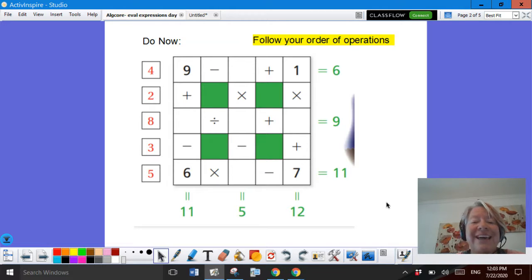So 6 times something minus 7 is going to equal 11. Again, these numbers only work once. So go ahead and hit pause and see if you can figure out which number goes in which box.